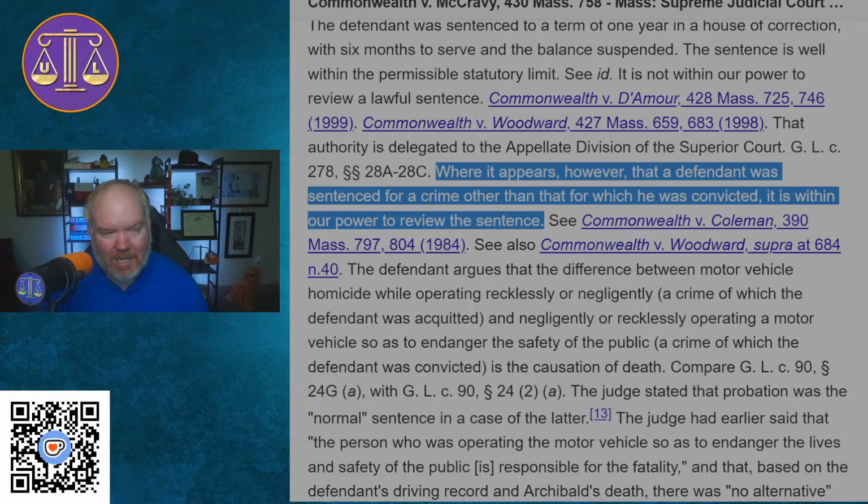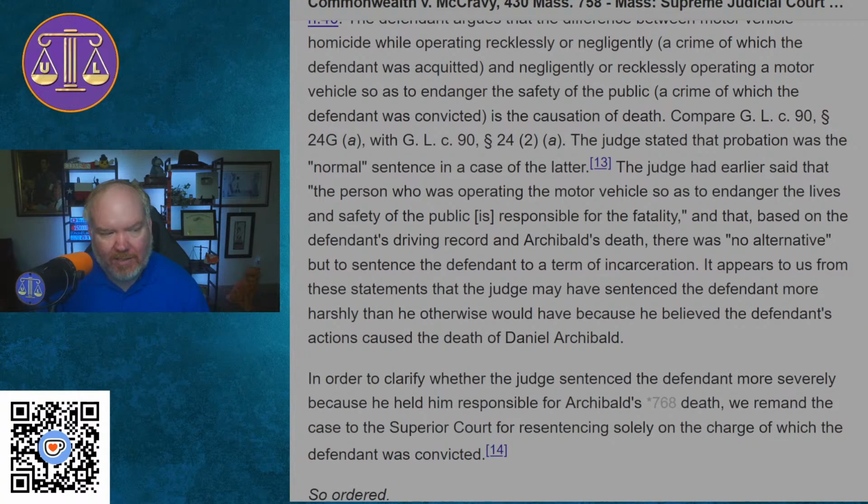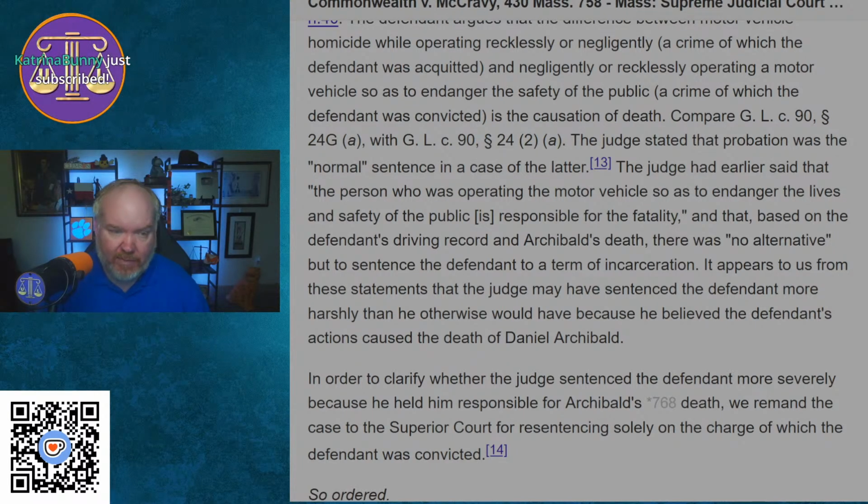Oh, okay. Defendant argues the difference between motor vehicle homicide while operating recklessly or negligently, a crime for which the defendant was acquitted, and negligently or recklessly operating a motor vehicle so as to endanger the safety of the public is cause of death. Well, yeah, presumably among other factors. The judge stated that prohibition was normal sense in the case of the latter. The judge had earlier stated that the person who was operating a motor vehicle so as to endanger the lives and safety of the public is responsible for the fatality, and based on the defendant's driving record and Archibald's death, there was no alternative but to sentence the defendant to a term of incarceration.